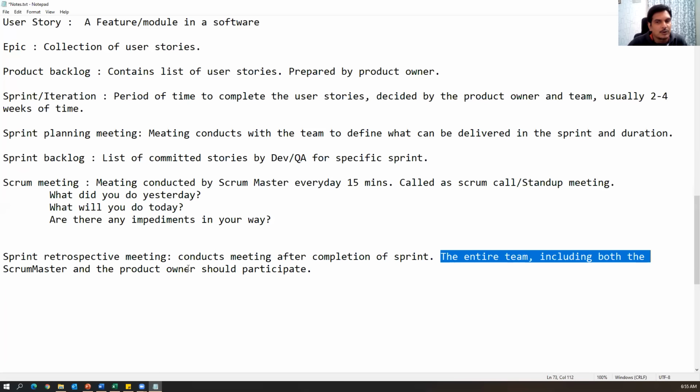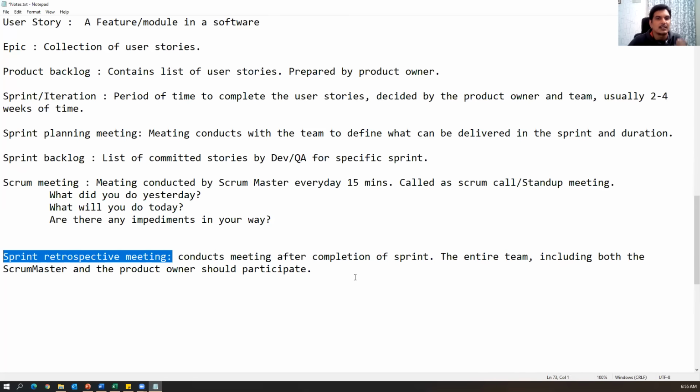And what will they think during this meeting? During this meeting, they will think about what went wrong in our previous sprint, what went well, and what other improvements we have to make for the upcoming sprint. So these things will be discussed during the sprint retrospective meeting. This is a meeting which will be conducted only one time after completion of the sprint cycle.